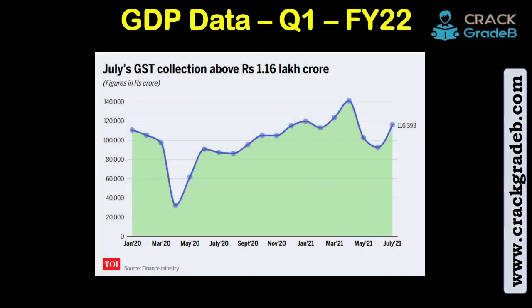Adding up to this data is the GST collection data. If you see the GST collection data, in March 2021 it was the highest, and still we can say the number is good, more than 1 lakh crore. The data is 1.16 lakh crore, meaning the economy is on the recovery mode. From the GST data, it is clear that the economy is witnessing huge production and huge sales, because if there is no production and no sales, nobody is going to pay GST. So the GST collection is good, and this means the economy is witnessing a growth trajectory.